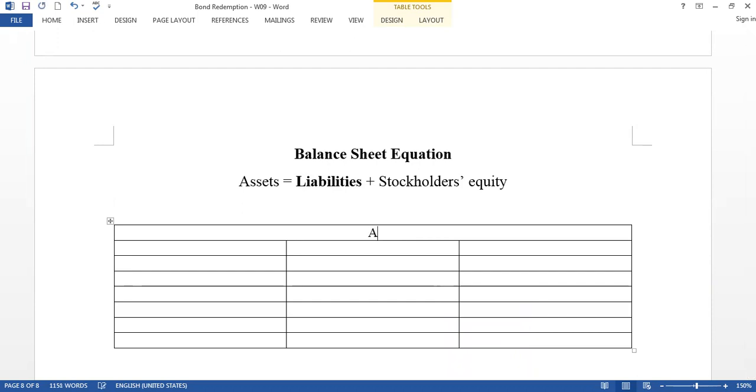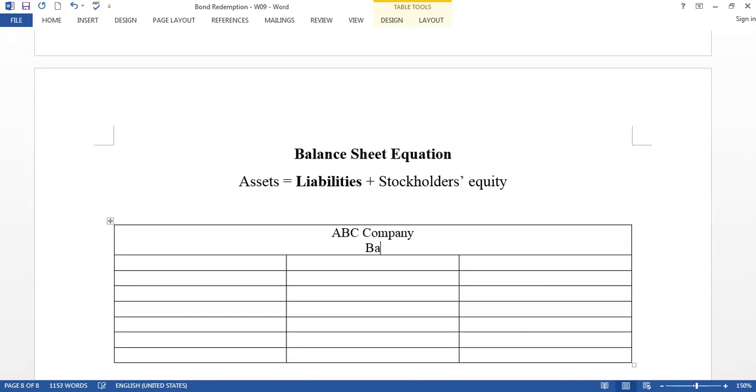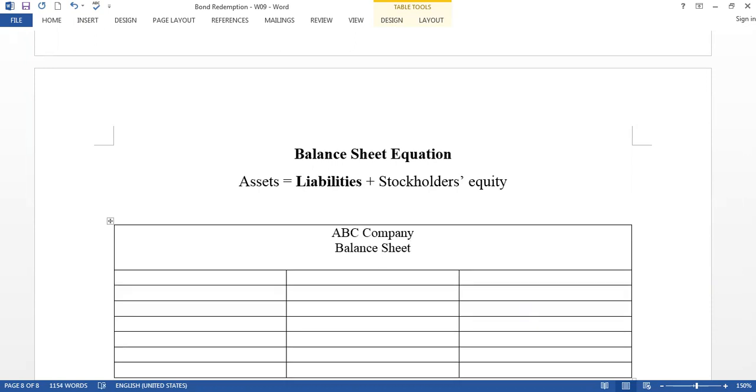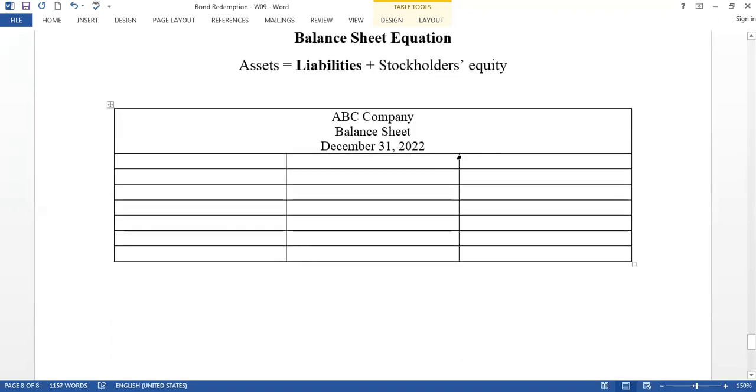For example, this is ABC company. This is the name of the company, and we are doing the balance sheet. A balance sheet is prepared on a specific date, something like December 31st, maybe 2022. So this is the title of the financial statement.